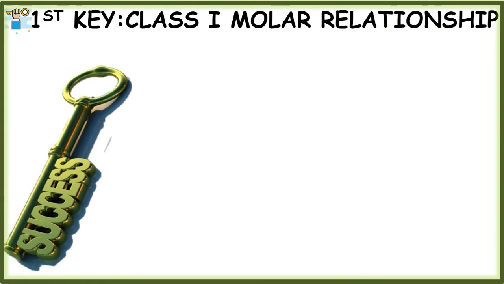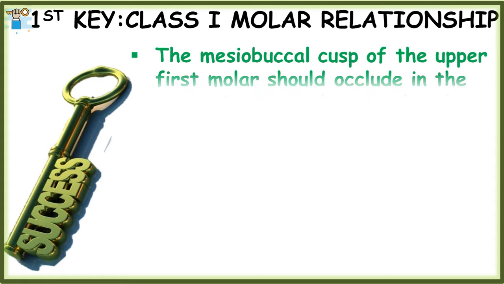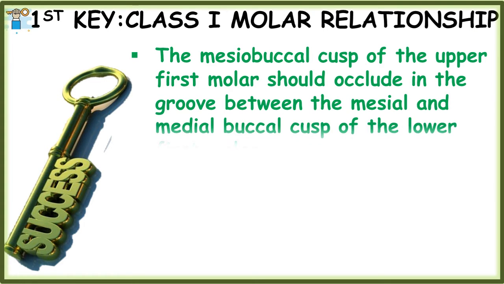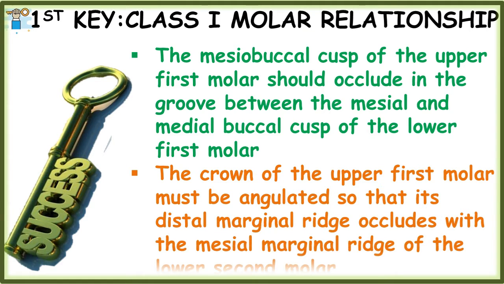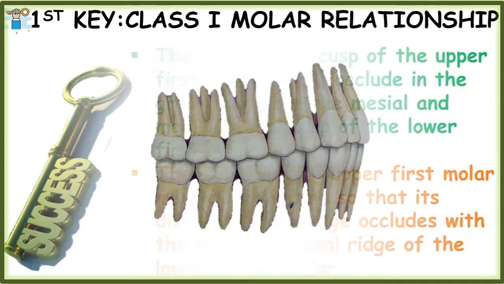First key is class 1 molar relationship. Under this, the mesiobuccal cusp of upper first molar should occlude in the groove between the mesial and the middle buccal cusp of lower first molar. The crown of the upper first molar must be angulated so that its distal marginal ridge occludes with mesial marginal ridge of lower second molar.